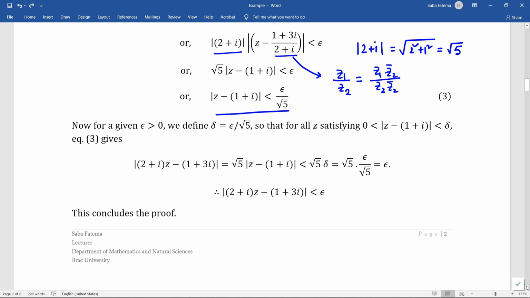Now for a given epsilon greater than 0, we will define delta in this way, so that for all z satisfying this inequality, inequality 3 gives this one. Here we replace delta by epsilon over square root of 5, and these two will be cancelled, and finally we get epsilon. So this is the required one, and which shows that the given limit in the question is true.